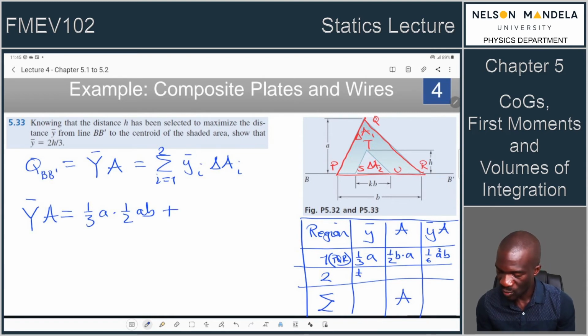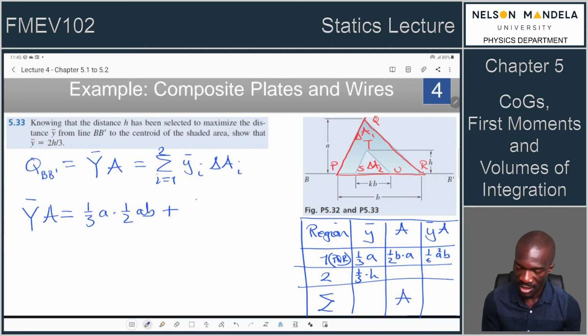It's obviously, again, 1/3 of, and we're still above the BB prime axis. So we will have a positive 1/3 of that. So that would be 1/3 H. Its area now is negative, isn't it? So its area is negative because there's no material.